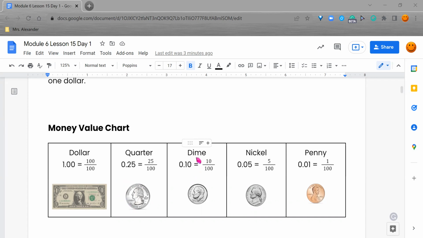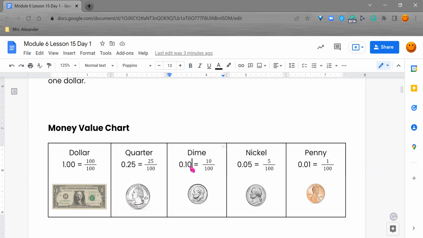Then we have our dime. Our dime is written as 10 hundredths. If you notice, we need the 0 on the end so that it says 10, okay? Because it's 10 over 100. And this is what our dime looks like. See? And now we have our nickel, you guys.